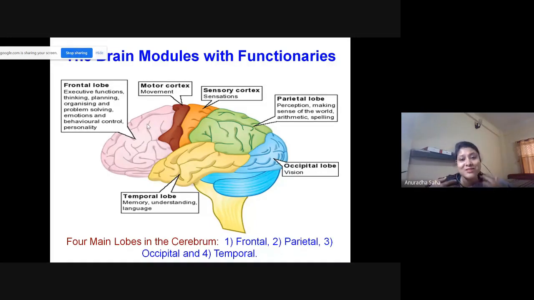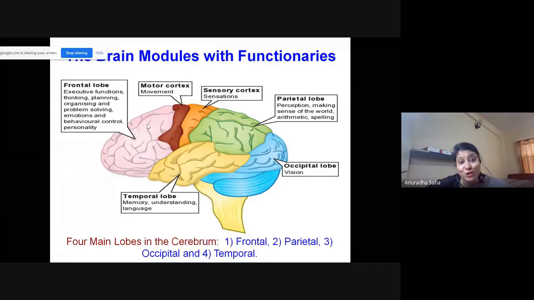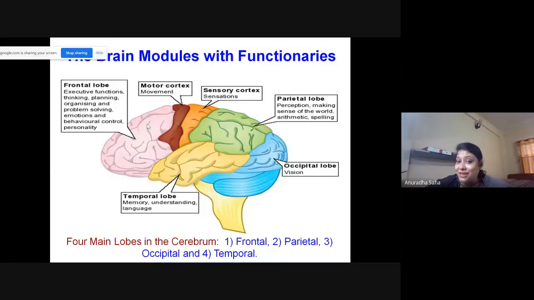And then, coming to the occipital lobe, as we remember from what we studied in younger days, this occipital lobe is very much associated with vision, right? So any kind of visual signals, whether we are going to be alert or not, is handled by this occipital lobe and parietal lobe. And obviously there is the temporal lobe, which is associated with memory, understanding, and language.